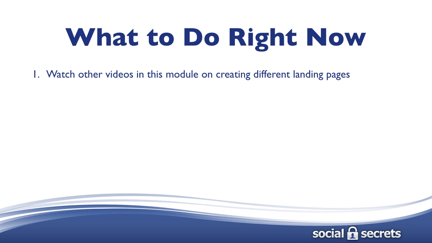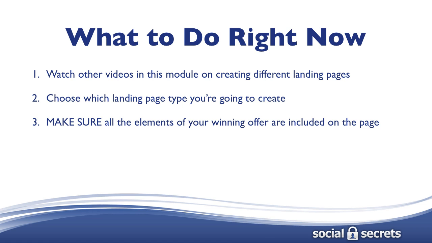So what to do right now? Watch the other videos in this module. We've got a video basically on each one of these options on creating different landing pages. Choose which landing page type you're going to create. Then make sure all the elements of your winning offer are included on the page. That's why we went through that exercise that's included in the PDF in the Create Your Winning Offer video in this module. So make sure you've written down all those elements and they're all covered on your landing page, so people are pre-sold to buy your product.